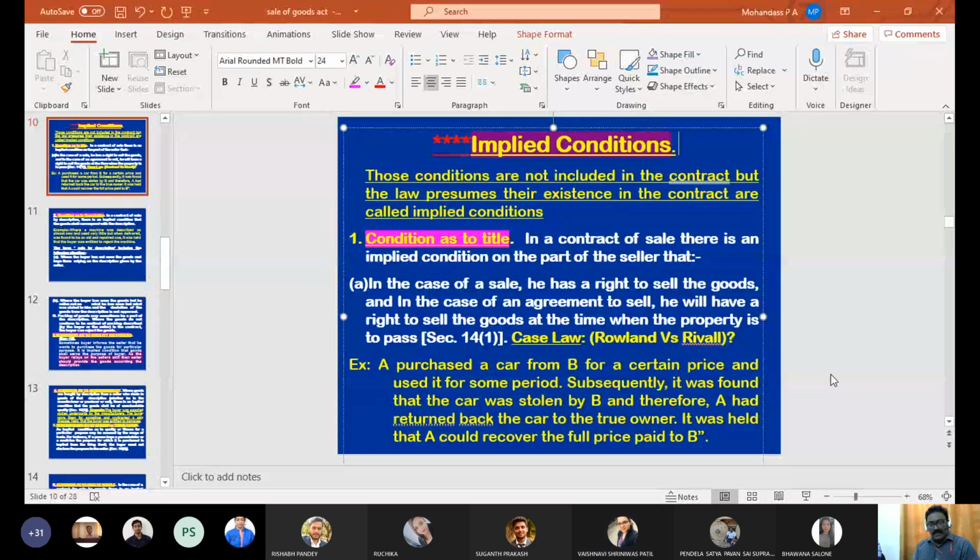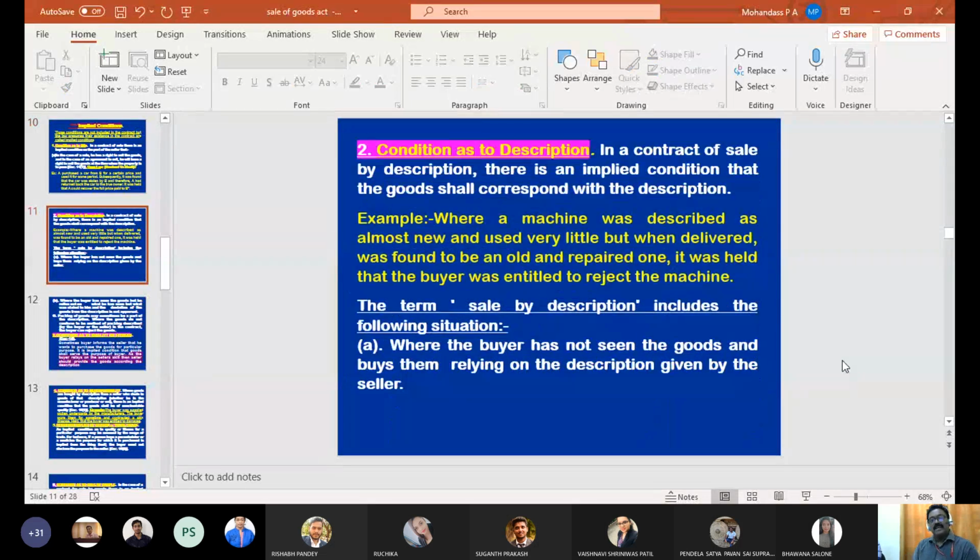Yes, sir. Second example of implied condition. It is very funny. Condition as to description. Now, the same car. I have sold the same Cruze car to Tejas by giving a proper description. What is the description given by MD? That this car has run only 10,000 kilometers. Trusting that description, he has purchased. Later on, when he took the car to the Chevrolet showroom, they said this car has finished 1,25,000 kilometers. Then he got a shock.